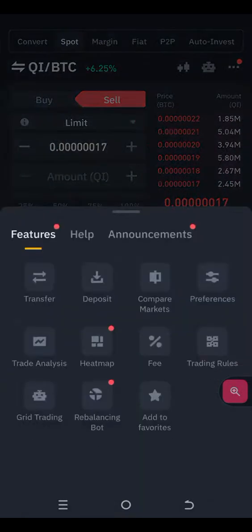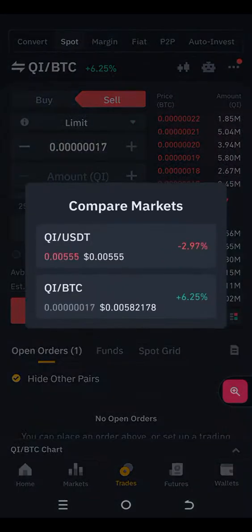I want to show you something now, because this looks so good. It looks like 4%, right? But really, it's not 4%. Let me show you why I'm saying that. Because for us to carry out this trade, we need to look at the order book, very, very importantly, right? So I'm going to go back into my QI USDT.